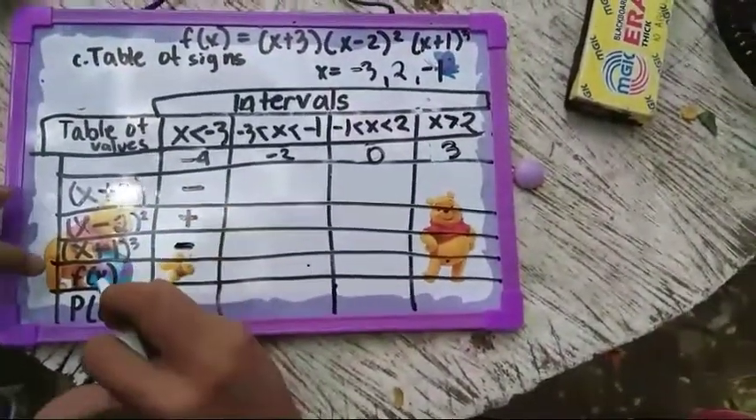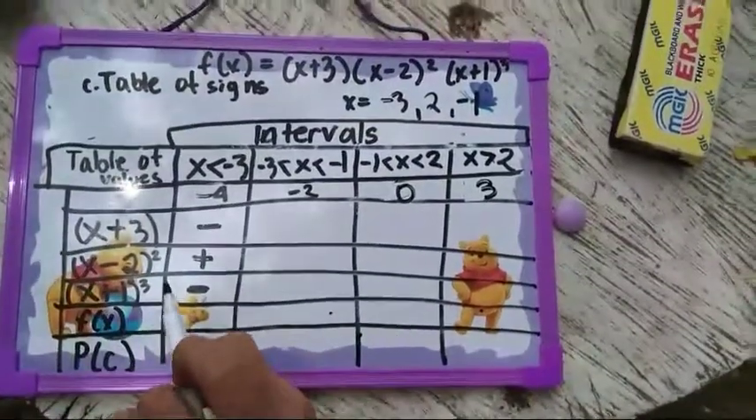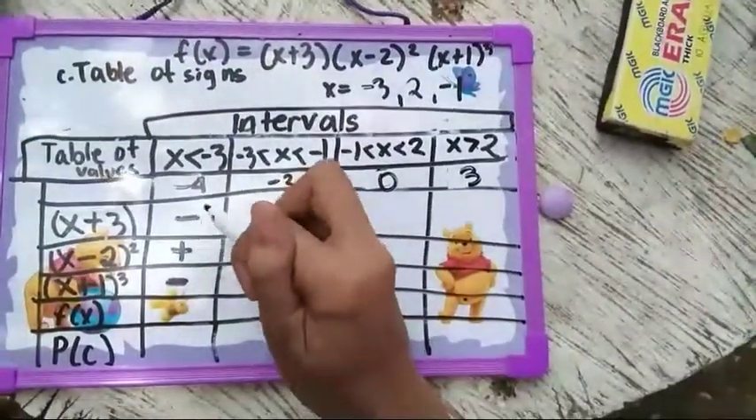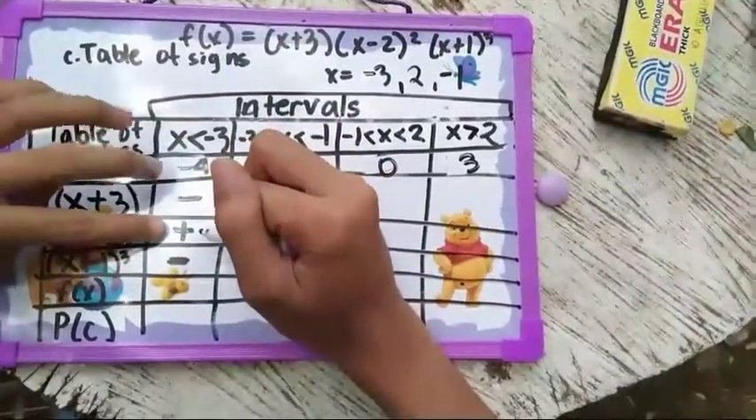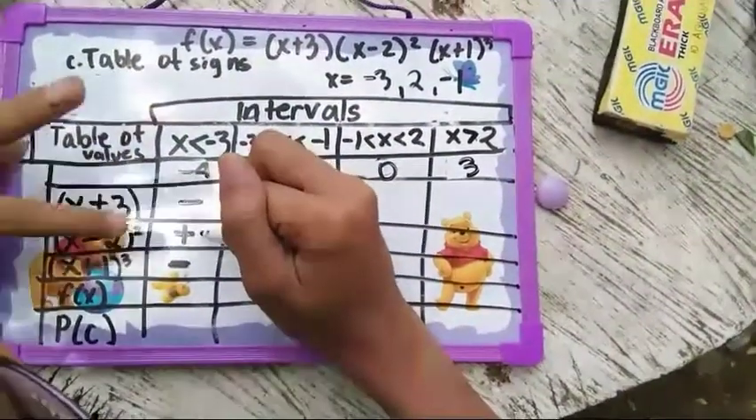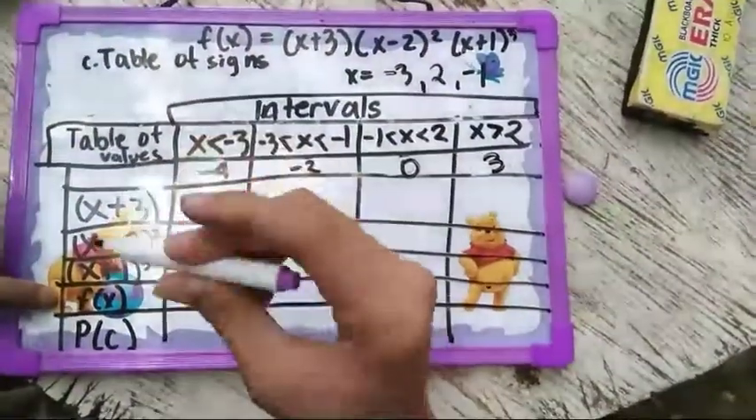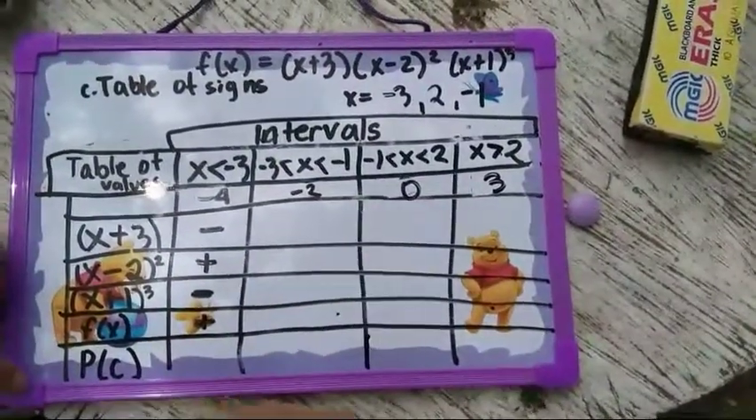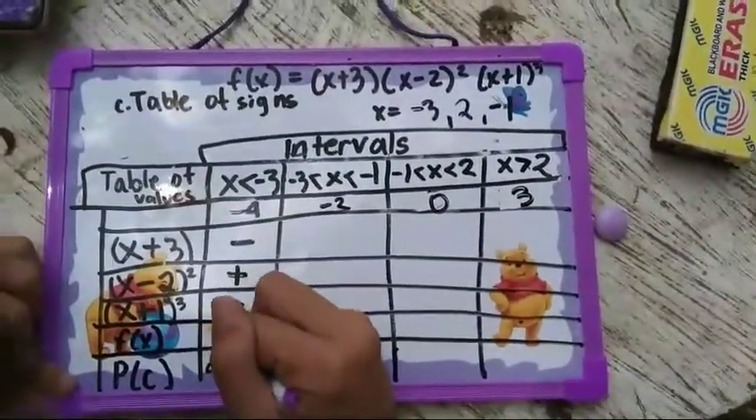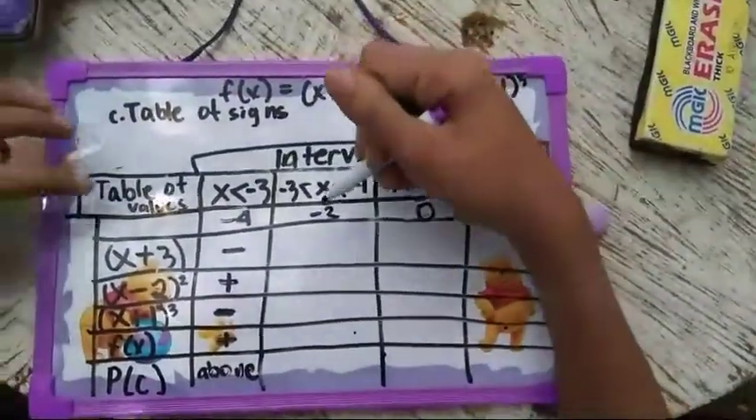So now we're going to look for f of x. How are we going to look for our f of x? We're going to simply multiply the signs that we have answered a while ago. So negative times positive, that would give you negative. Times negative, that would give you positive. So our f of x is positive. And therefore, our p of c, or the behavior of our graph, should be above, since it is a positive f of x.